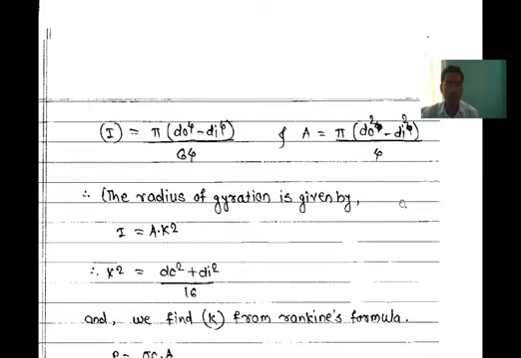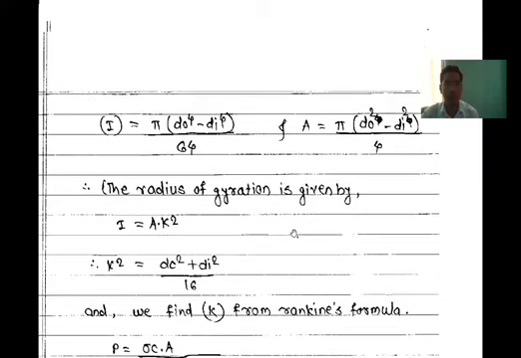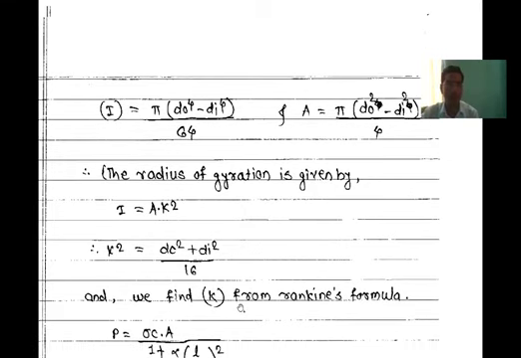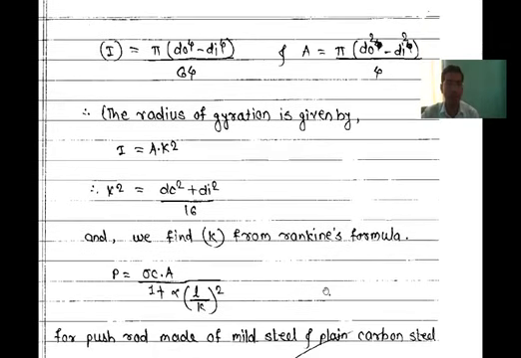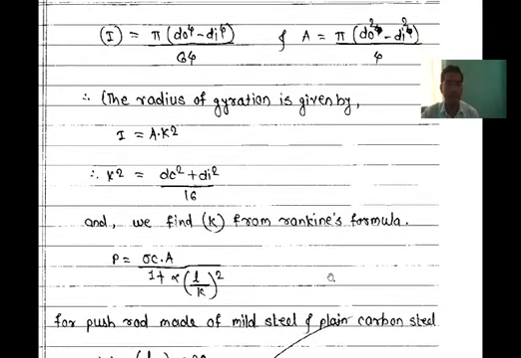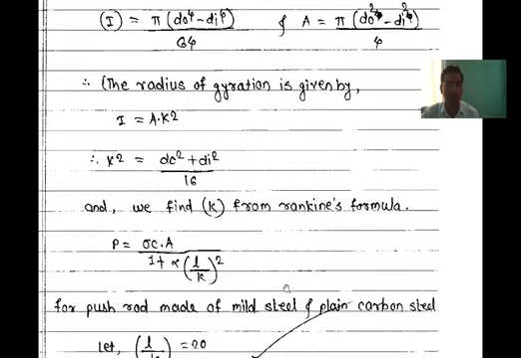I is equal to A K square. So K square is equal to DO square plus DI square by 16. This is the standard formula. And we find P from Rankine's formula: P is equal to sigma C into A divided by 1 plus alpha L by K square.